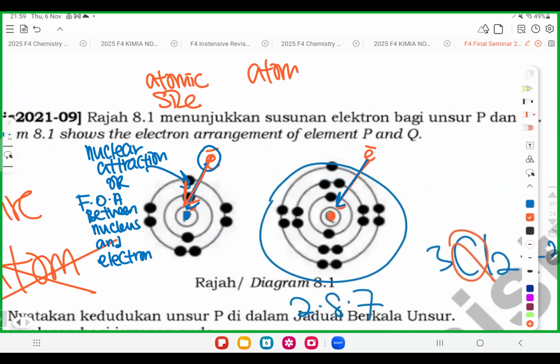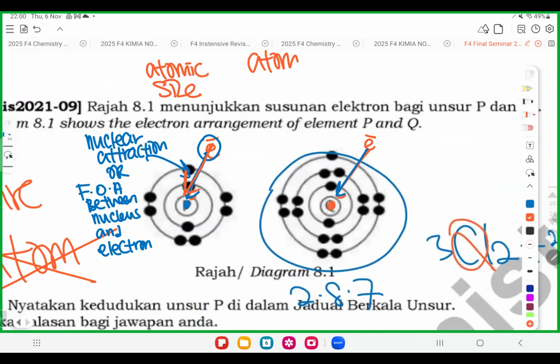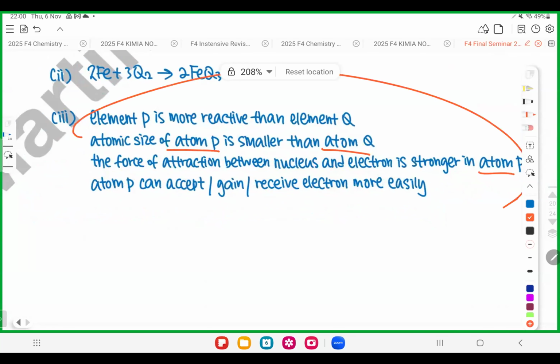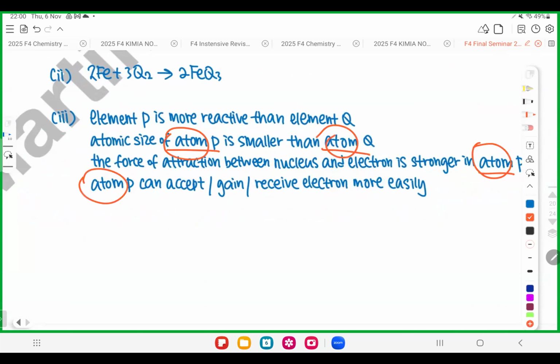Remember, group 17 needs to receive electrons to be stable, isn't it? When they have 7 electrons, they need to receive 1 more to be stable. So atom P can receive or accept or gain electrons more easily. That's it. So what's the key here? When you give explanation, the word atom needs to be there.